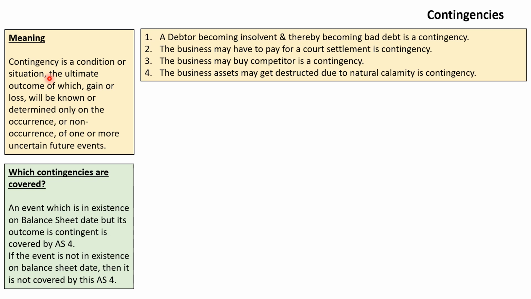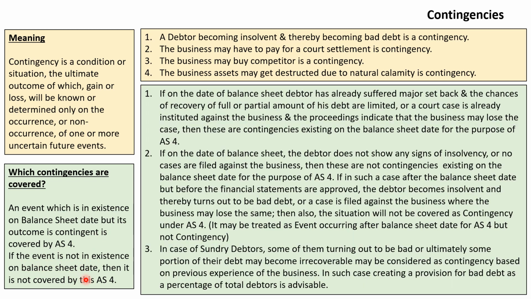Only an event which is in existence on the balance sheet date, but whose outcome is contingent, is covered by AS4. If the event is not in existence on the balance sheet date, then it is not covered by AS4. So that is very important. If that event or that condition or that situation is not in existence on the date of the balance sheet, then such an event is not covered by AS4. What do we mean by that? Let us consider one by one.